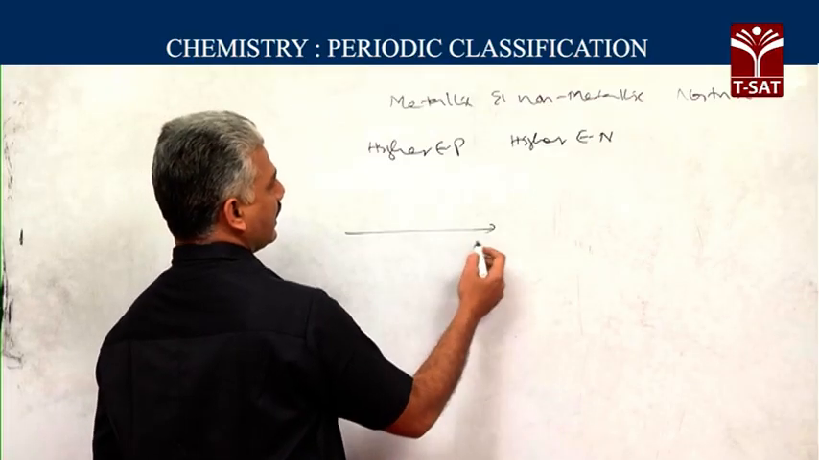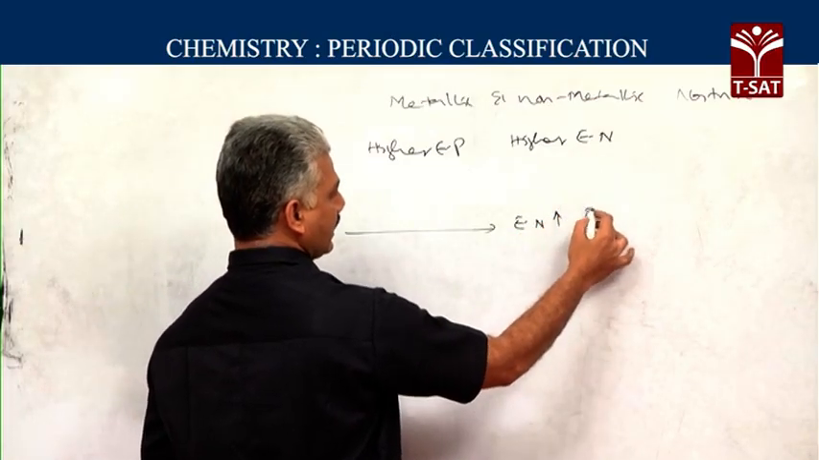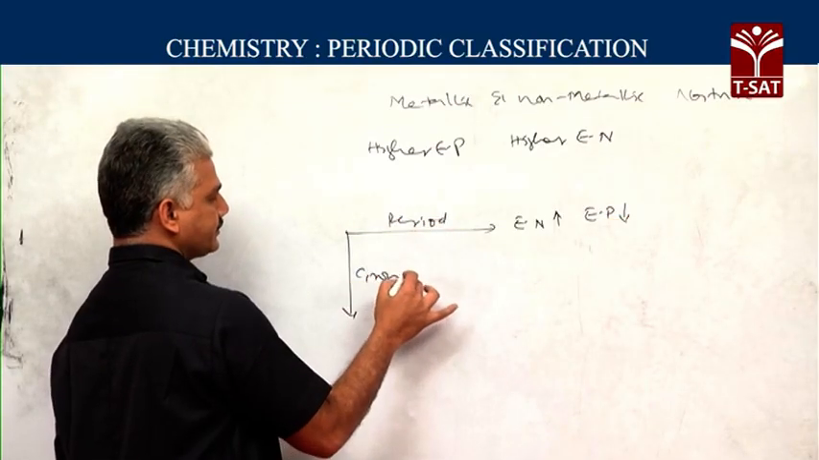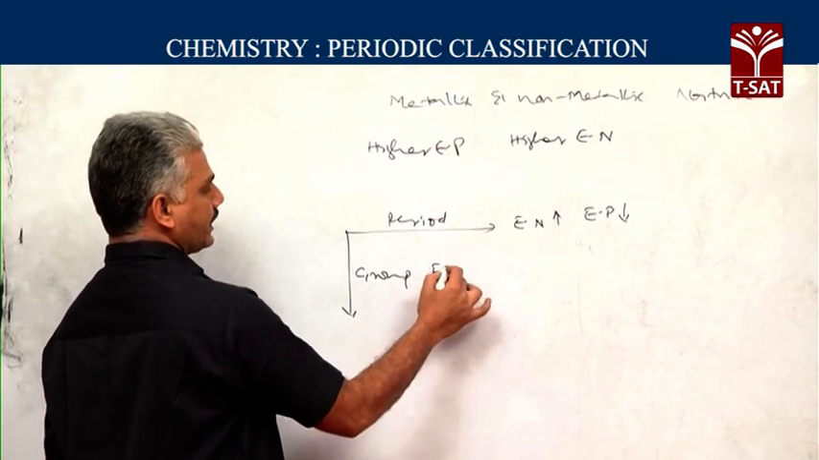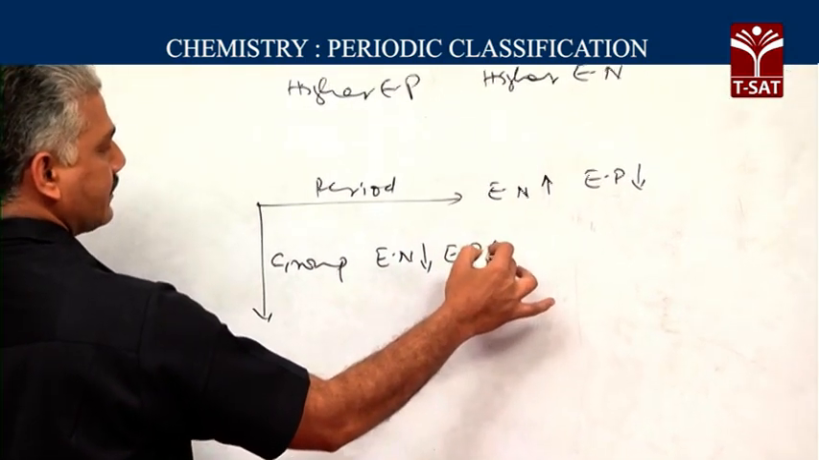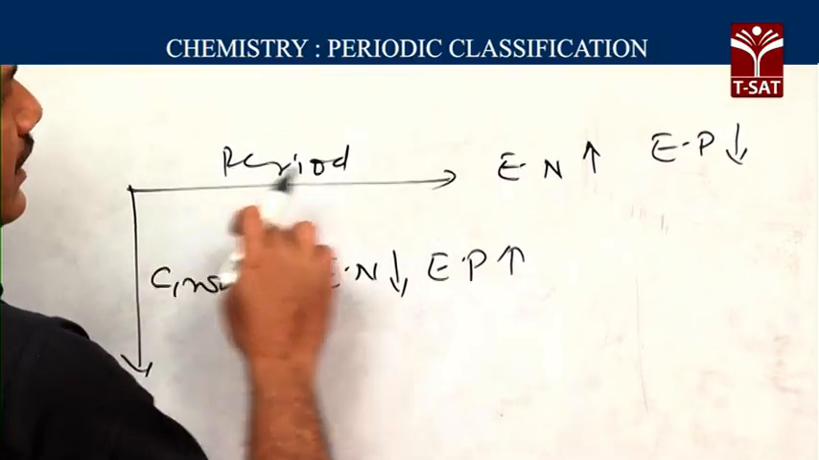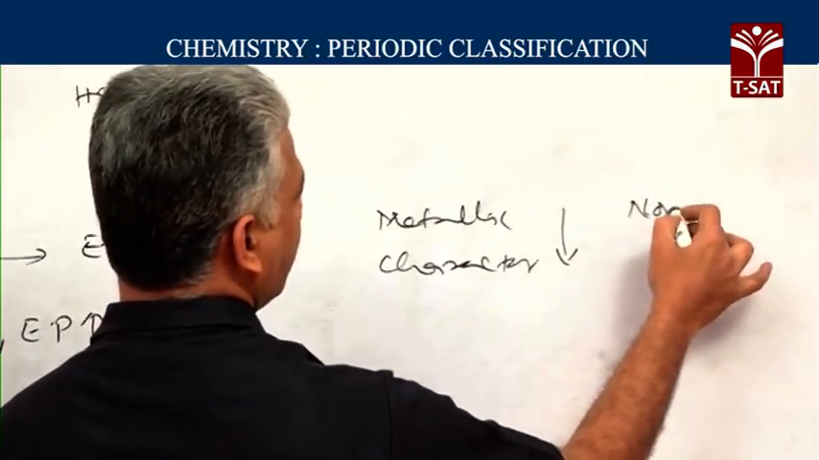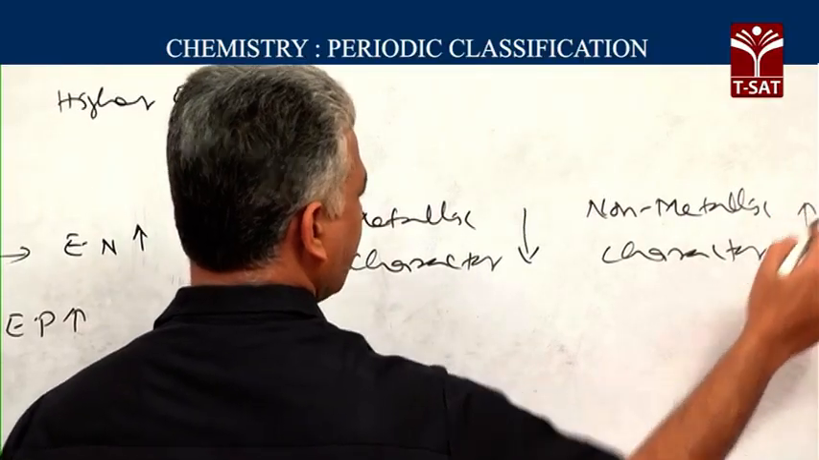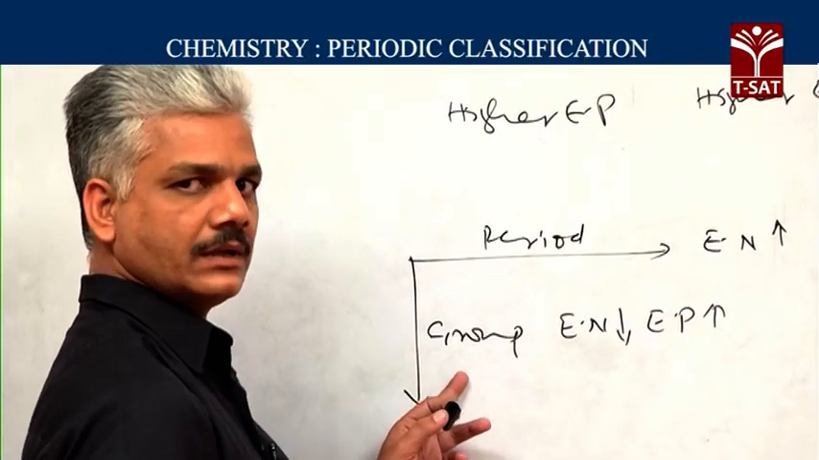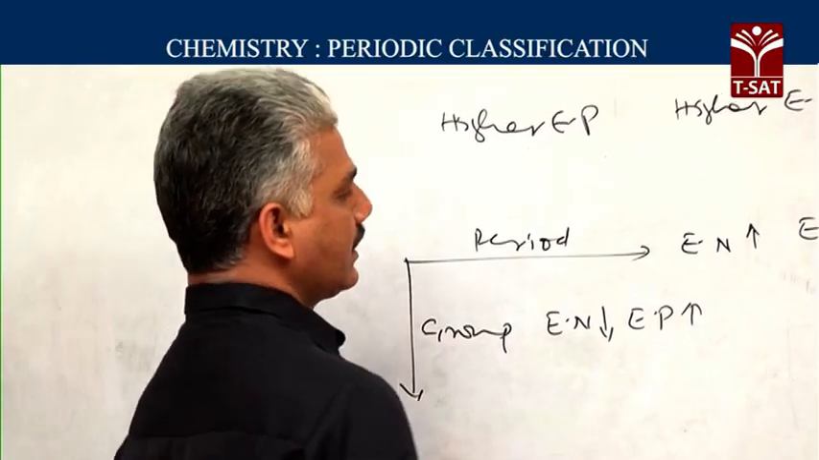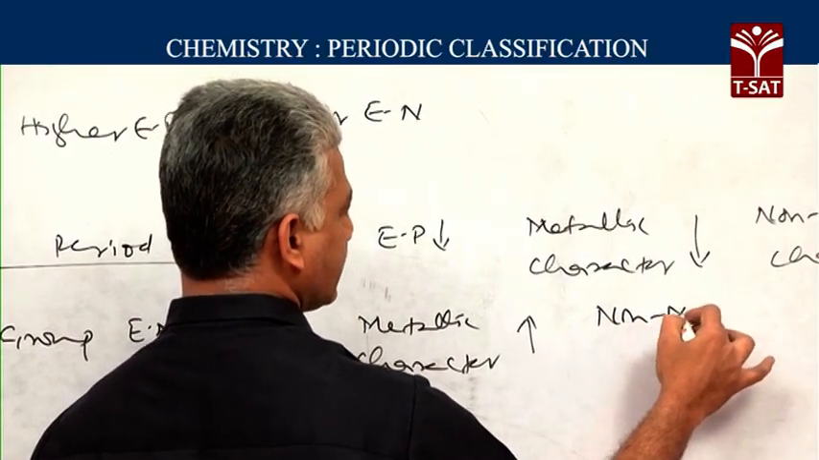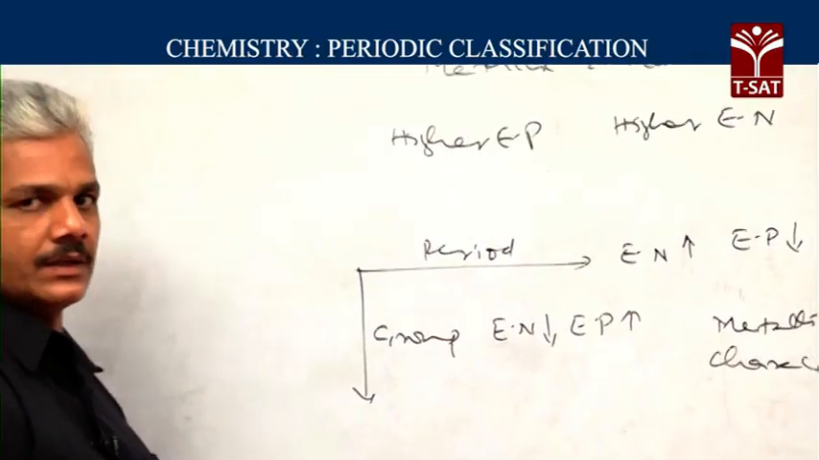Along a period, electronegativity value increases, electropositivity value decreases, whereas down the group, electronegativity decreases and electropositivity increases. Hence, along a period, metallic character decreases and non-metallic character increases. Quite opposite phenomenon takes place in case of groups. Metallic character increases, whereas non-metallic character decreases down the group.